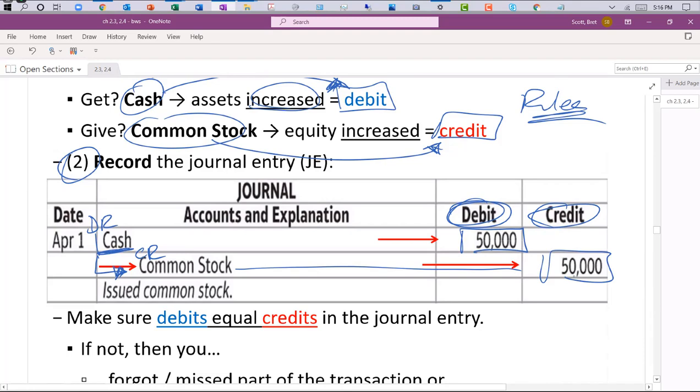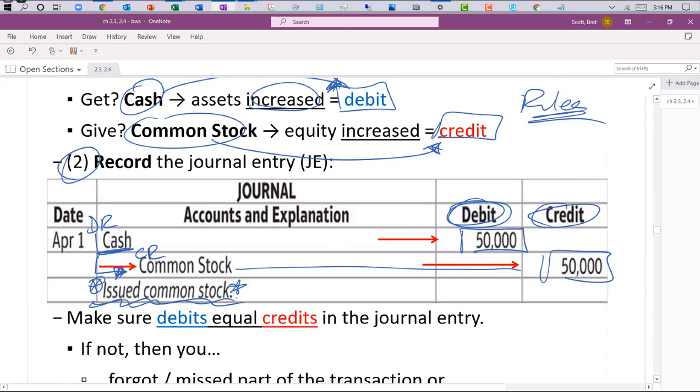There is a little memo sometimes you see, and you may be required to input a memo on your homework. Sometimes you see this, sometimes you don't. It's just a memo to provide more contextual information as to what happened. This says issued common stock, but this memo entry by itself is not sufficient for us. We need to know accounts and amounts because at the end of the day, all of this needs to be compiled and summarized into financial statements. Dear Diary, we issued common stock today.